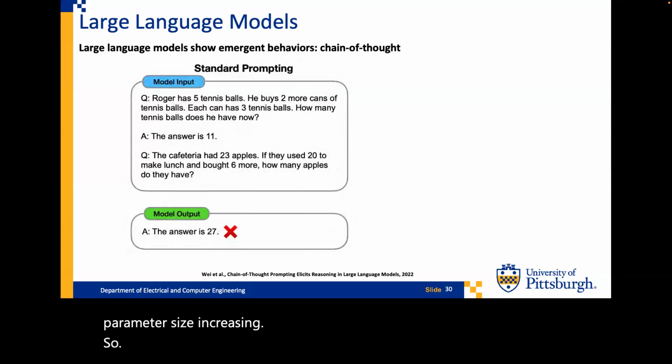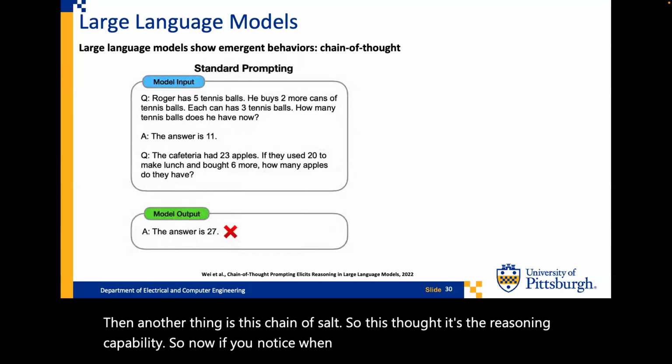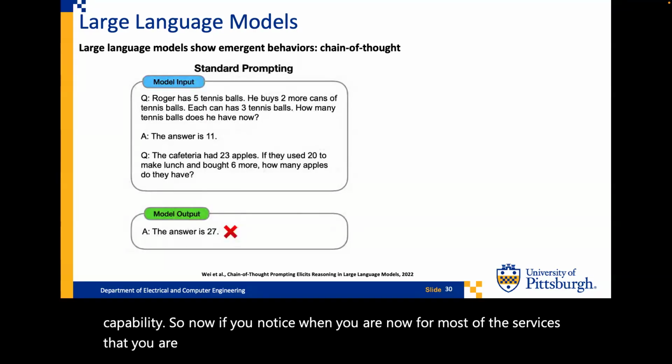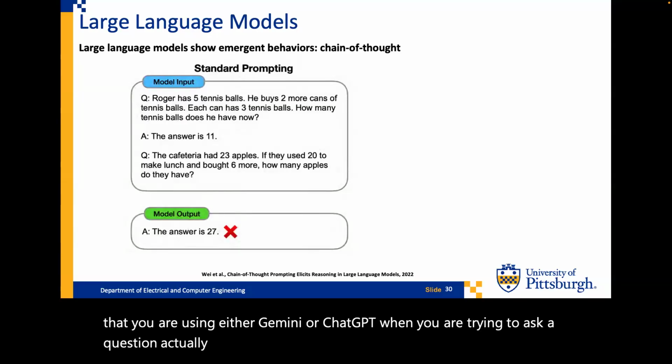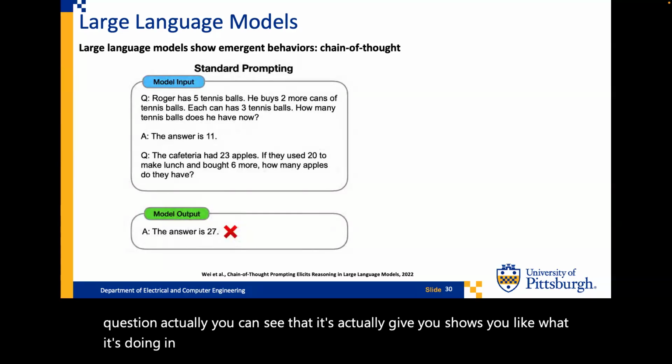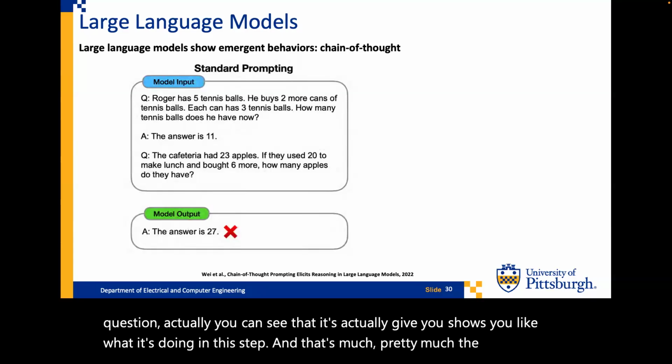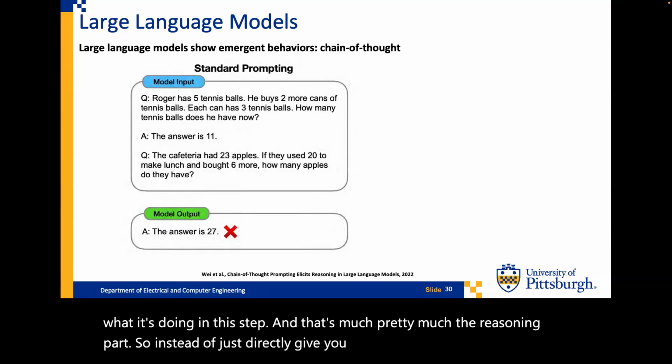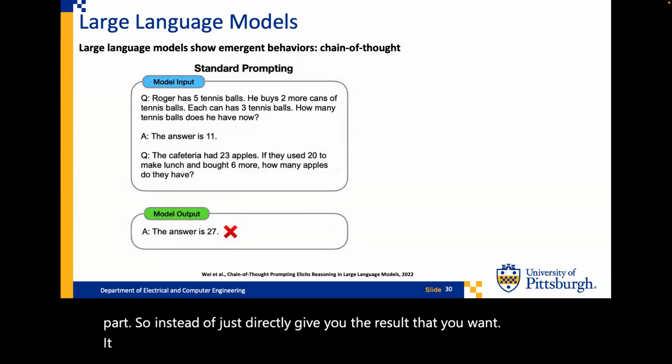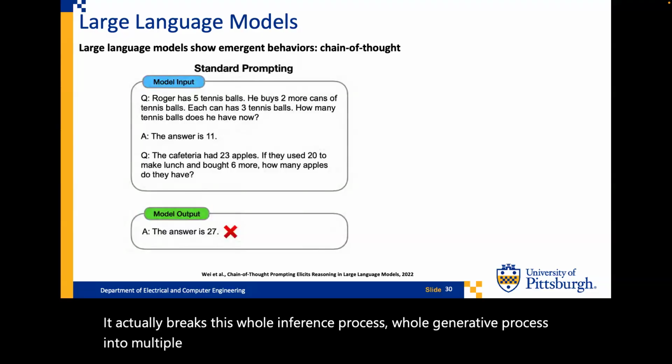Then another thing is chain of thought. It's the reasoning capability. If you notice, for most of the services that you are using now, either Gemini or ChatGPT, when you ask a question, you can see that it shows you what it's doing in each step, and that's pretty much the reasoning part. So instead of directly giving you the result that you want, it breaks this whole inference process, this whole generative process, into multiple steps, and that improves the accuracy. Let me give you an example here.